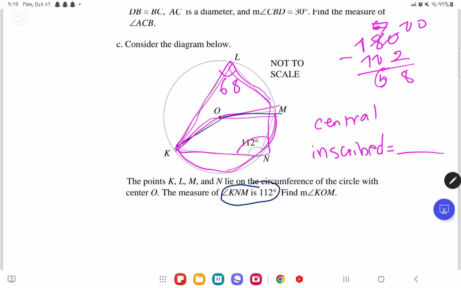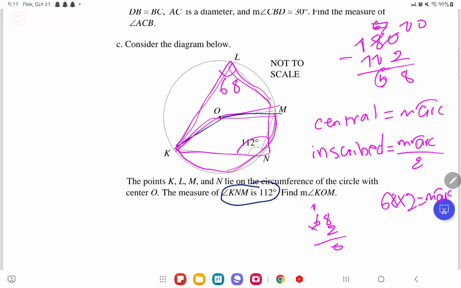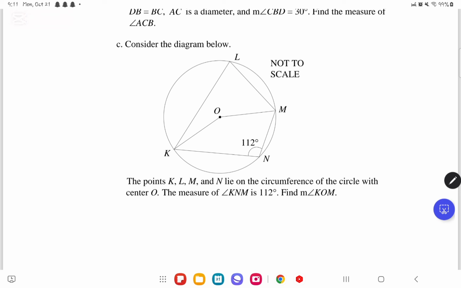We know that the rule for an inscribed angle is the measure of the arc over 2, and the rule of the central angle is that it's equal to the measure of the arc. So the inscribed angle, which is 68, times 2 is equal to the measure of the arc. 68 times 2 is 136. So now the measure of the arc is 136, so it's equal to the central angle. So since KOM is the central angle, its measure is 136 degrees.